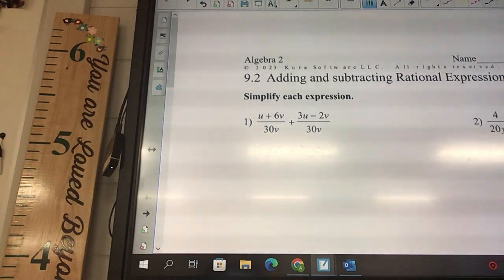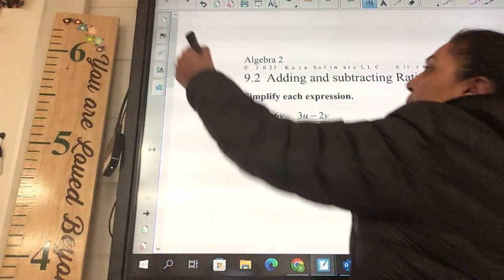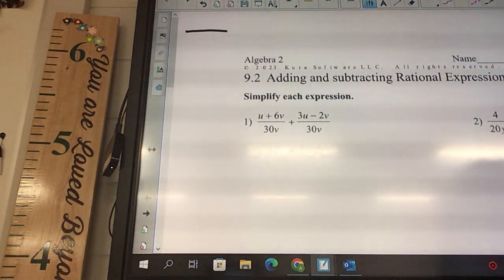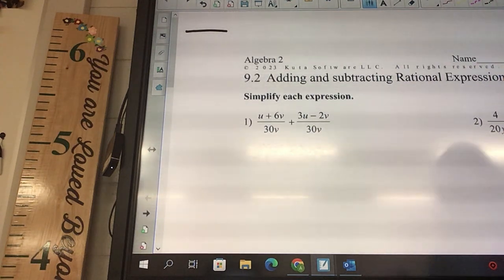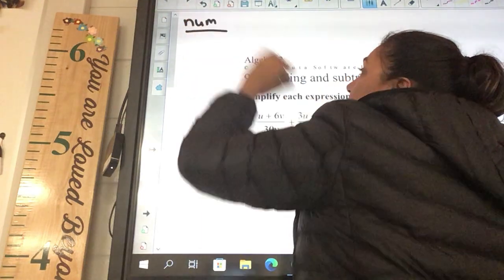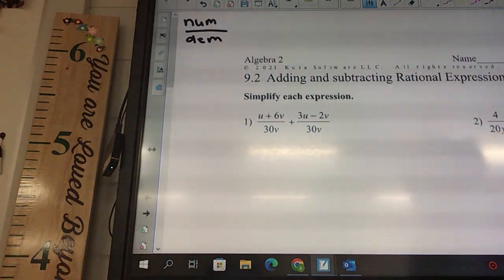You need to kick it back super old school, way back when you learned about the pieces of a fraction. What is the top part of a fraction called? Starts with an N. Numerator. Okay, so the top part is the numerator. What's the bottom part called? Denominator. The denominator. Okay, and I'm just shortening that.